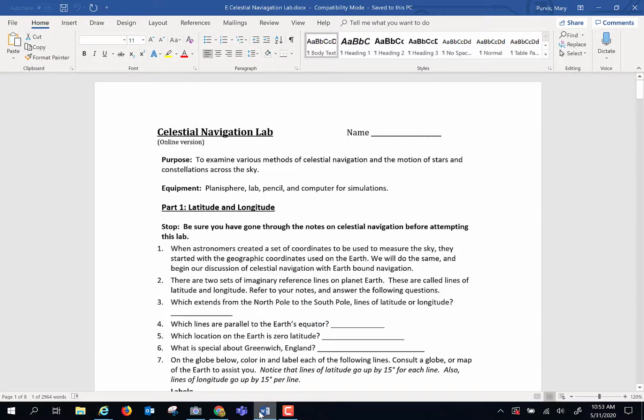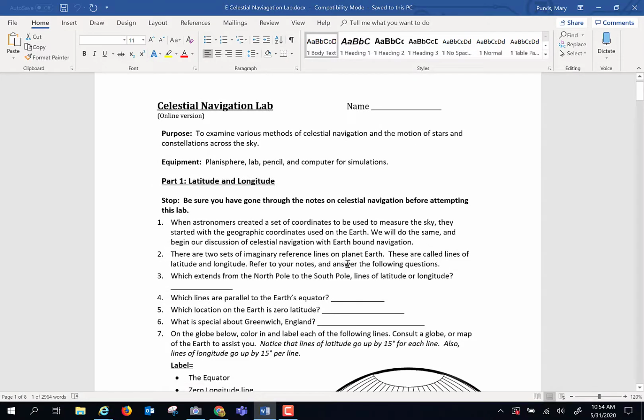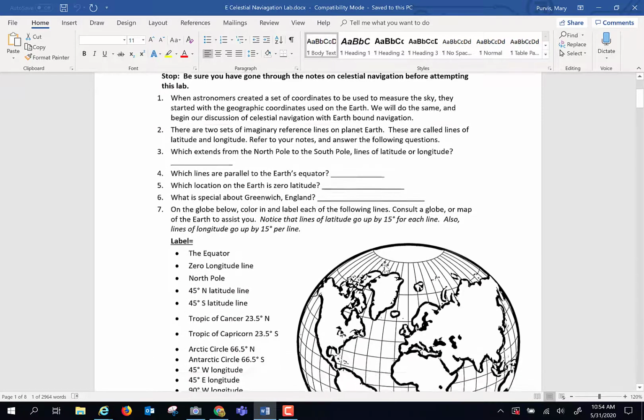So let's talk about this week's lab, the Celestial Navigation Lab. The first part of the lab is I want you to spend some time with latitude and longitude, which is very terrestrial, very earthbound. But why do we spend time with it in an astronomy class? The reason is that if you understand this, right ascension and declination will be easier to understand, because when astronomers were trying to map the sky, they started with something they knew, and that was latitude and longitude. So the same techniques were used in the heavens. So we're going to start with the Earth.